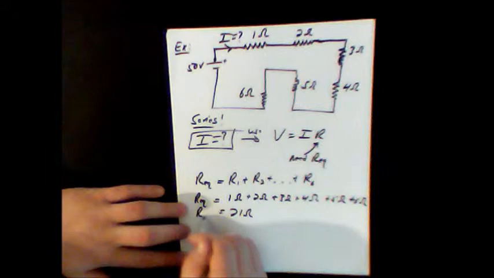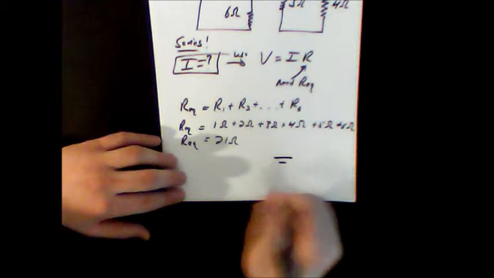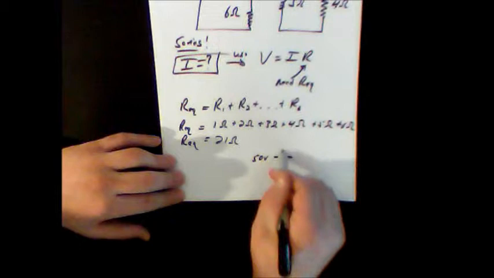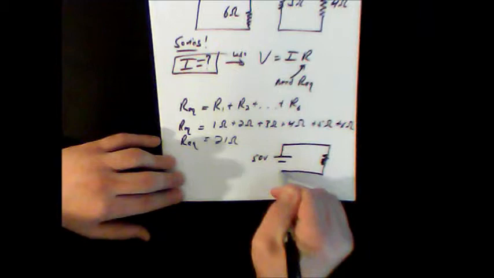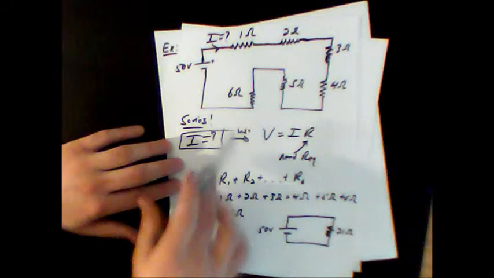So if we were to redraw the circuit, you don't have to redraw it every time if you can see it, but just for right now we will. This would be like we had a 50 volt voltage source right here. Remember, this is the positive, that's the negative. And then we have one big resistor, and that resistor has resistance 21 ohms. These two circuits are equivalent, the top one and the bottom. They're exactly the same circuit, as far as current goes, at least.